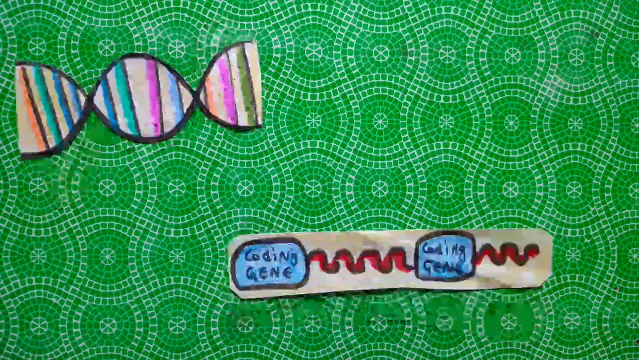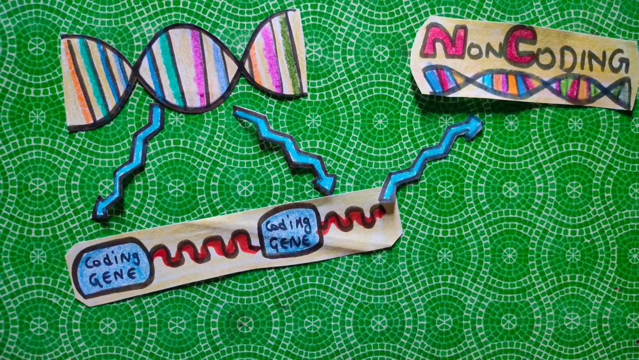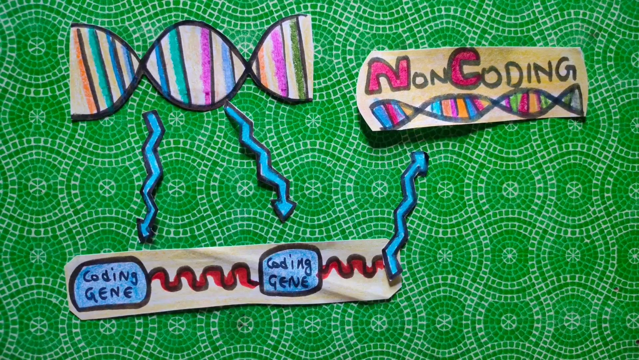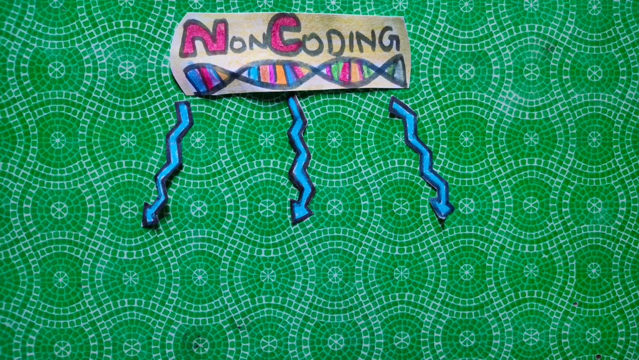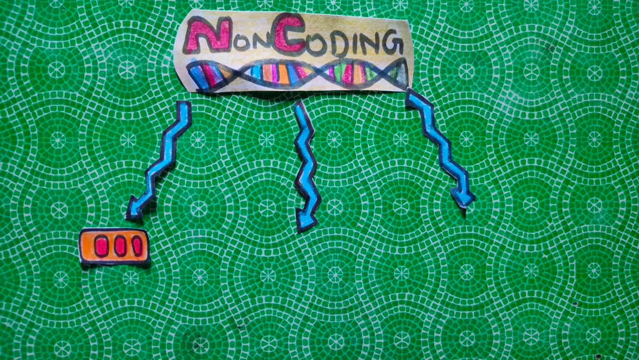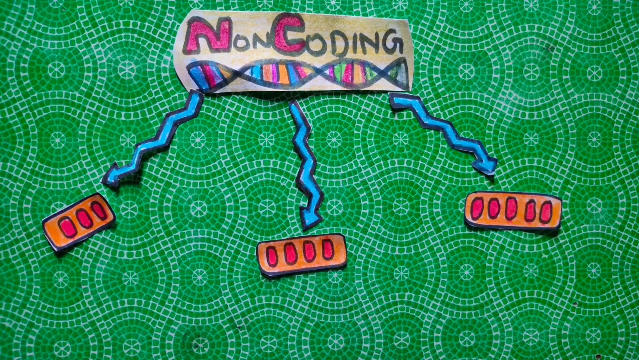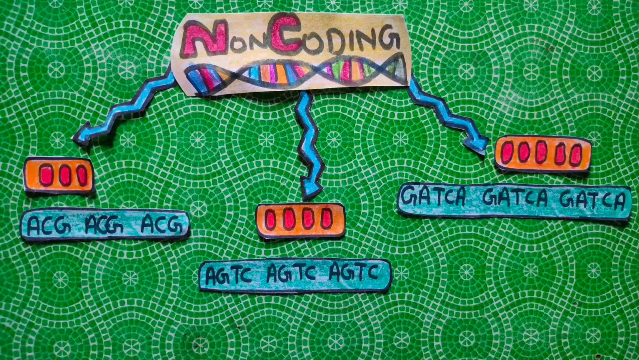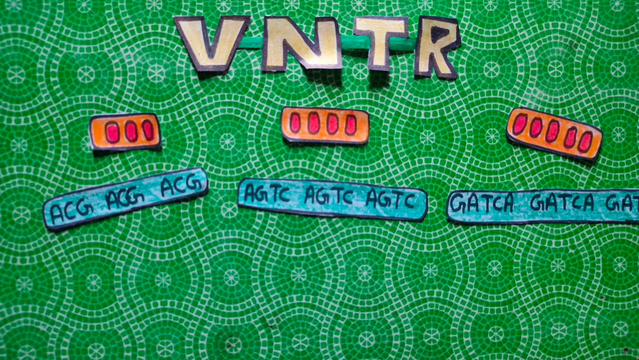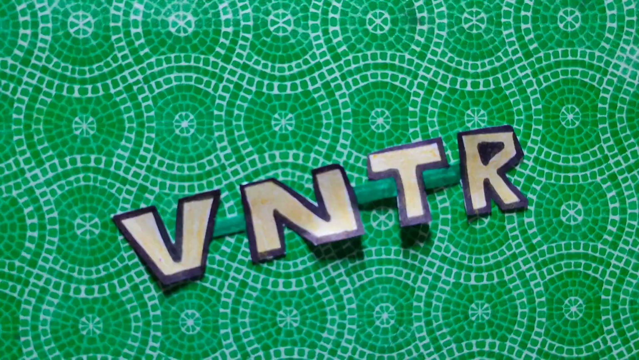There are a few sections of DNA where, instead of a gene coding for something, we have a non-coding part. This non-coding part of DNA consists of sequences of 3, 4 or 5 bases that are repeated many times. For example, ACG, ACG, AGTC, AGTC, GATCA, GATCA. The sequence is called variable number tandem repeats, or VNTR for short.